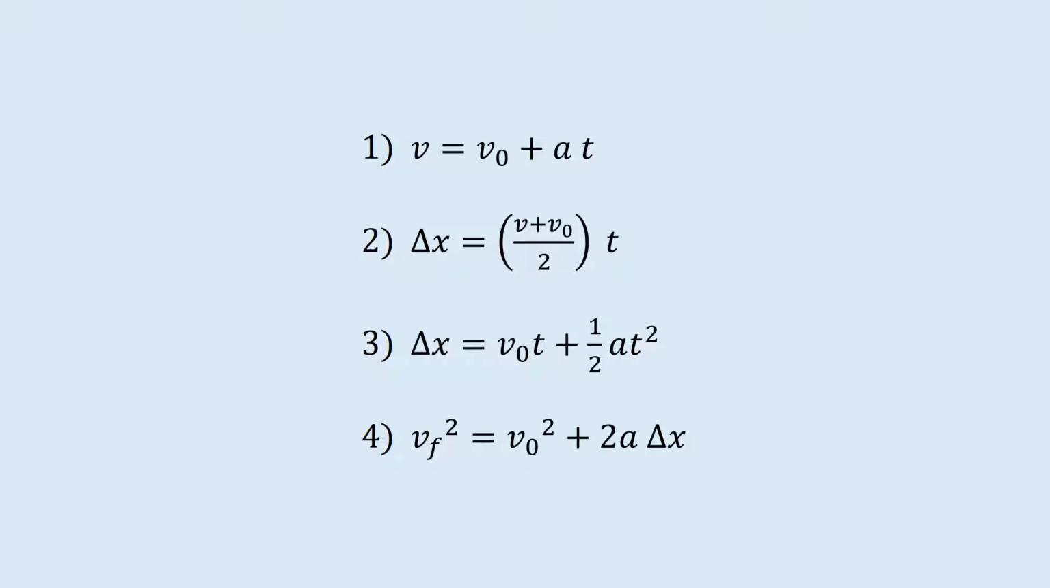So the second equation is delta x equals quantity v plus v naught over 2 times t. Delta x is the difference in distance from where you start and finish after some time t, whereas v is the velocity at time t and v naught is your initial velocity. The third equation, delta x equals v naught times t plus 1/2 at squared. I've gone over all of those variables already, and the final equation is vf squared equals v naught squared plus 2a delta x, where vf is your final velocity.